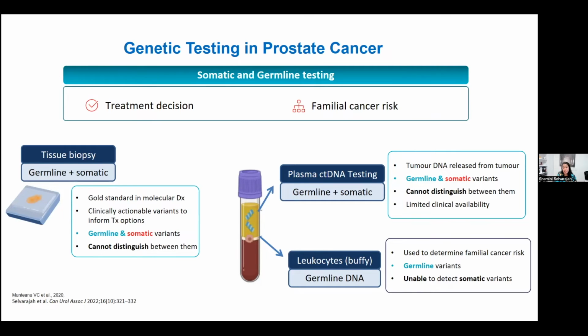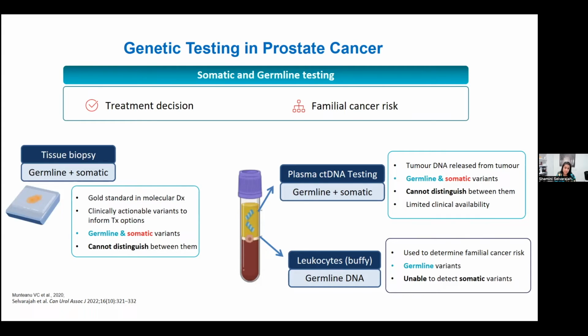The other test is looking at your germline DNA, and this is obtained by looking at the leukocytes or white blood cells, which are found in the Buffy coat, and this is used to determine familial cancer risk. When you do germline DNA testing here, you really cannot pick out any somatic variants.